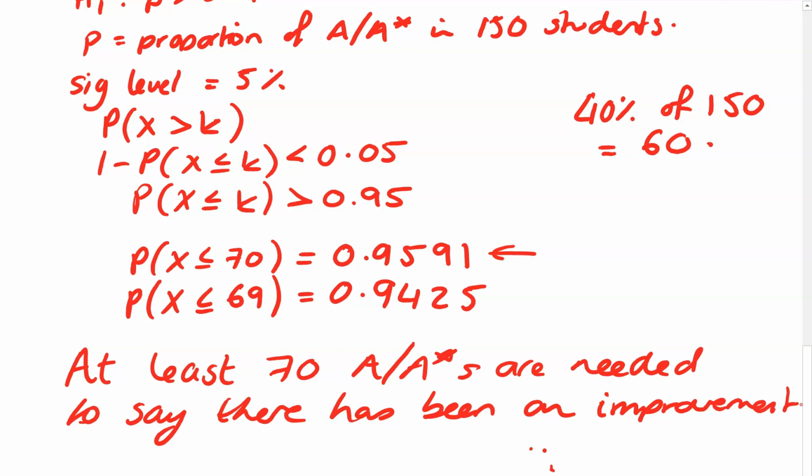Okay. It's fairly simple. Set out your normal binomial hypothesis test. Figure out what you've got to be greater than. Use your calculator and do a bit of trial and improvement to find the first number that is above that significance level.